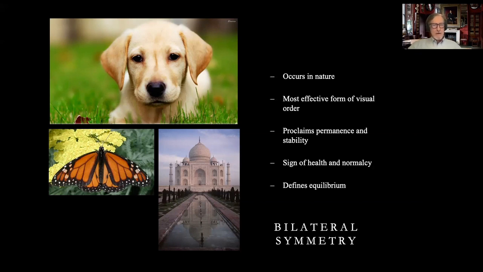Bilateral symmetry is a very effective and understandable form of visual order. Because of its ubiquity in the natural world, it is seen intuitively by us as a sign of health and normalcy, which is perhaps why so many of us find it comforting. Another source of comfort, which derives from this kind of symmetry, is that it is inherently balanced and exemplifies equilibrium.